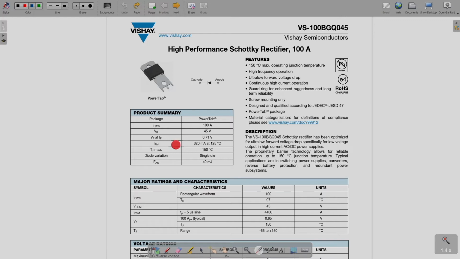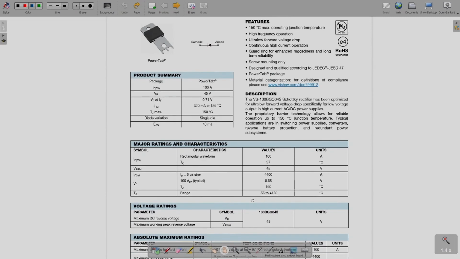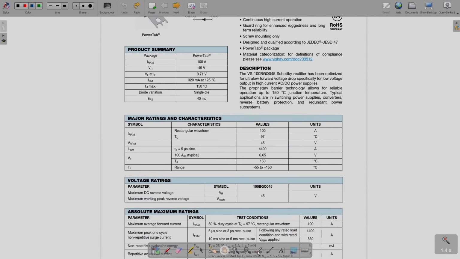Then your leakage current is given as 320 milliamperes at 125 degree C. Maximum junction temperature allowed is 150 degree C. And the avalanche energy is also given, 40 millijoules. What the meaning of avalanche energy is, I have explained before. These are the major ratings and characteristics provided here.